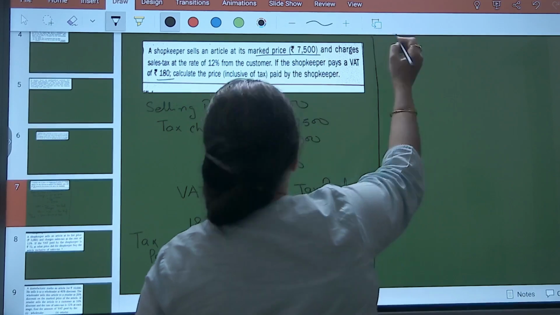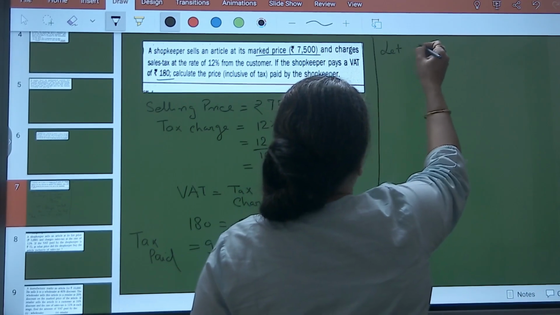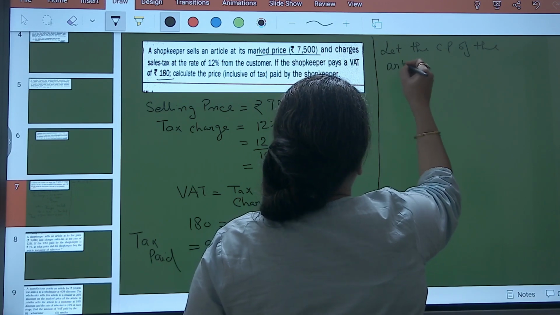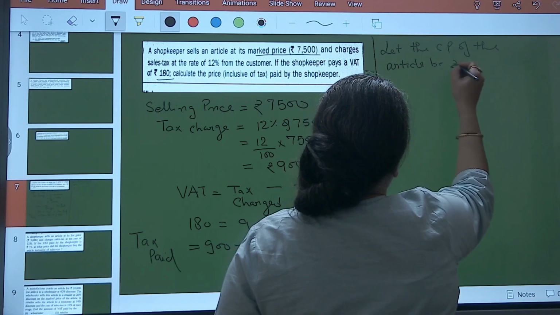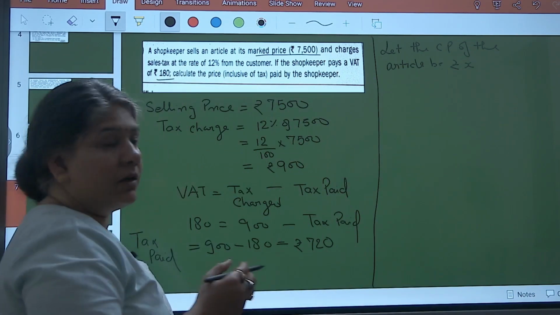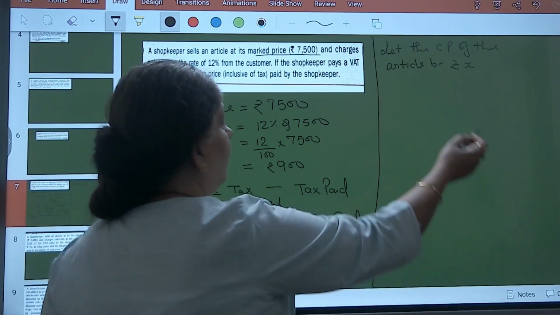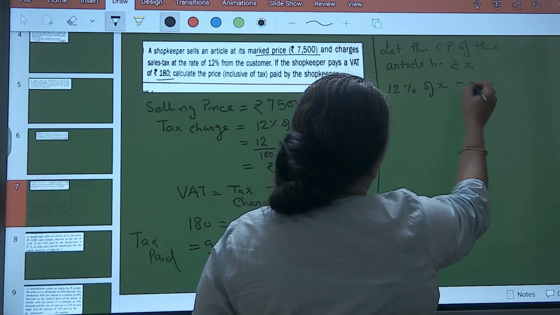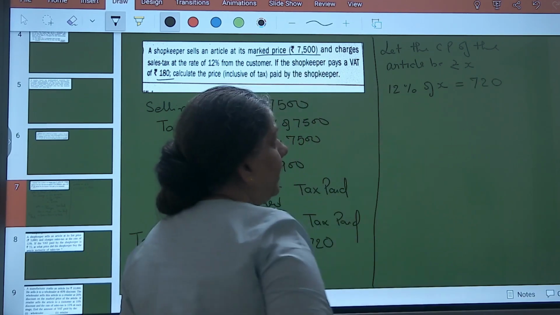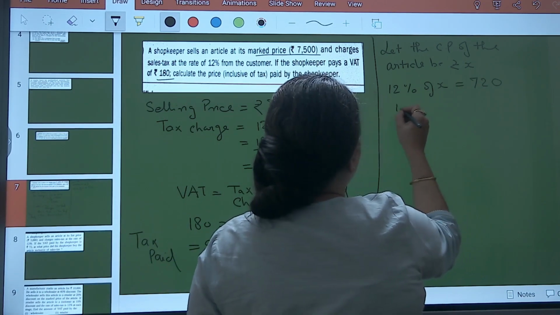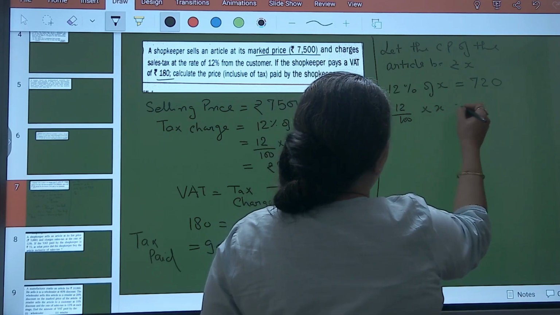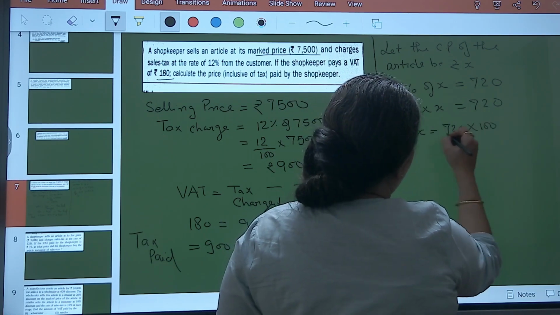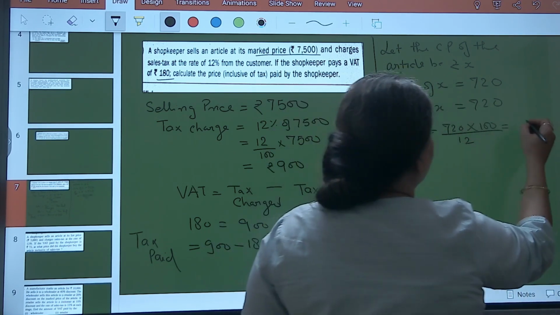So let the cost price of the article be rupees X. So he must have paid this much, 720 rupees, on this value. So we'll write 12% of X is equal to 720. Now we'll find the cost price of the article. So this is 12 upon 100 into X is equal to 720. X is 720 into 100 upon 12. This will come out to be 6,000.